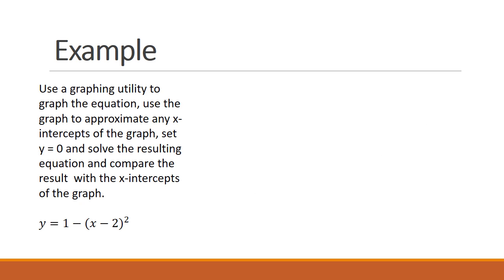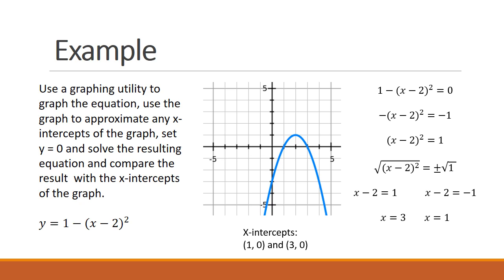For this example, you're to use your graphing utility to graph the equation and then solve it algebraically and compare your answers. Pause the recording, give this problem a try, and resume the recording to check your solution. Okay, first the graph. It looks like the x-intercepts are at (1, 0) and (3, 0), and then we solved it. The easiest way to solve this is to extract the square root. So I moved the 1 over, multiplied both sides by negative 1 to get the negative out from in front of the parentheses, took the square root of both sides, and then solved for x minus 2 equals 1 and x minus 2 equals negative 1. Doing this, we confirm that our solutions are indeed 3 and 1.